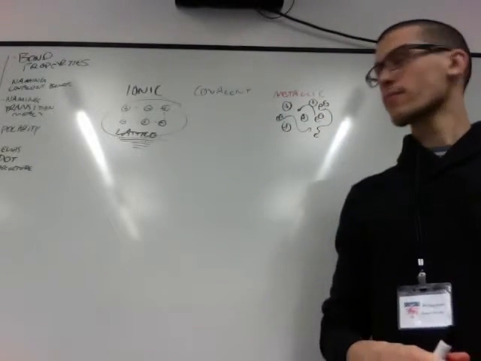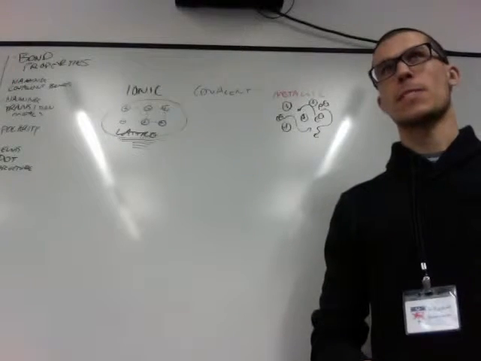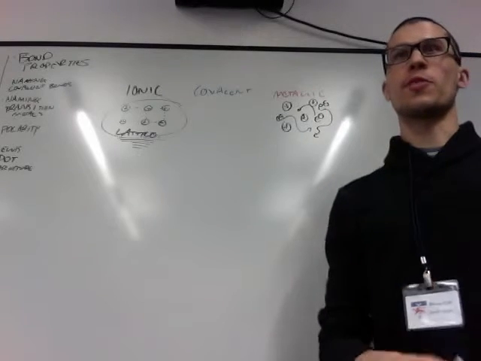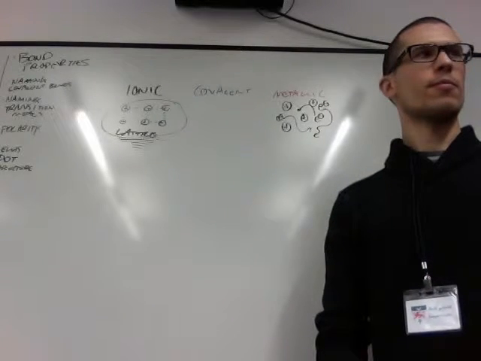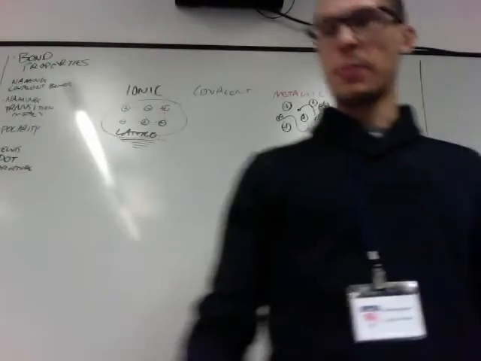Okay? And then ionic is high melting point or low melting point? We just went through this. It's high melting point. All right, that's the bond properties. Now let's talk about naming covalent bonds.